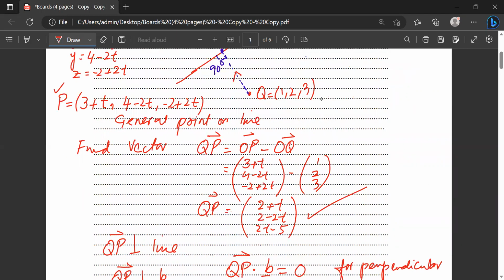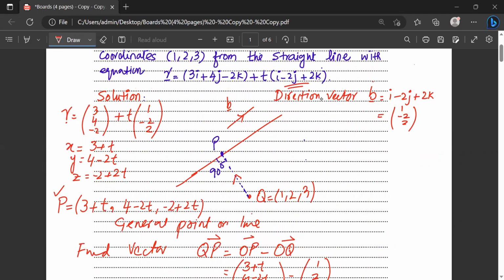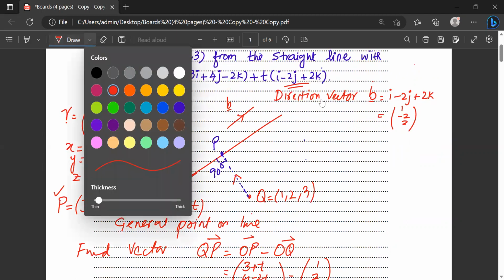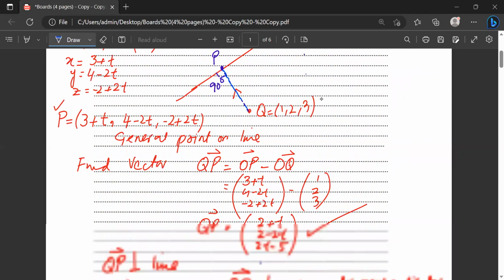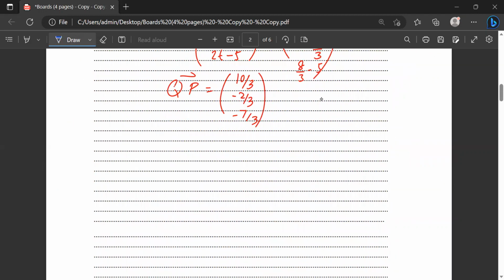If you know the vector QP, QP means this vector which is shown dotted here. Obviously, the magnitude of this vector would be the distance between the points P and Q, or the distance of the point from the line. So let's find the magnitude. We know the formula for the magnitude. Magnitude of QP, which will be the distance: 10 over 3 whole squared, minus 2 over 3 whole squared, minus 7 over 3 whole squared.